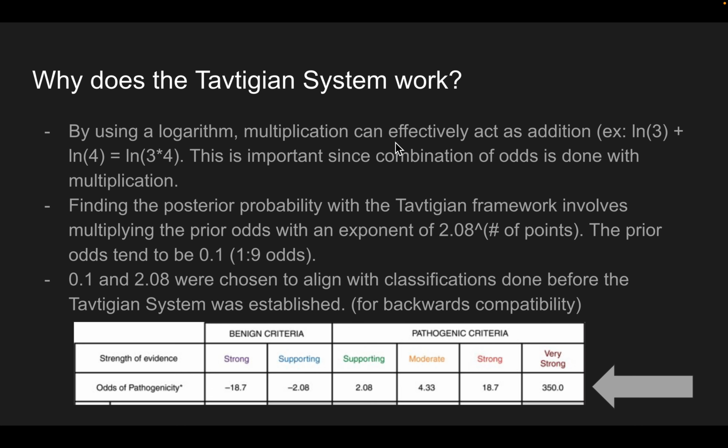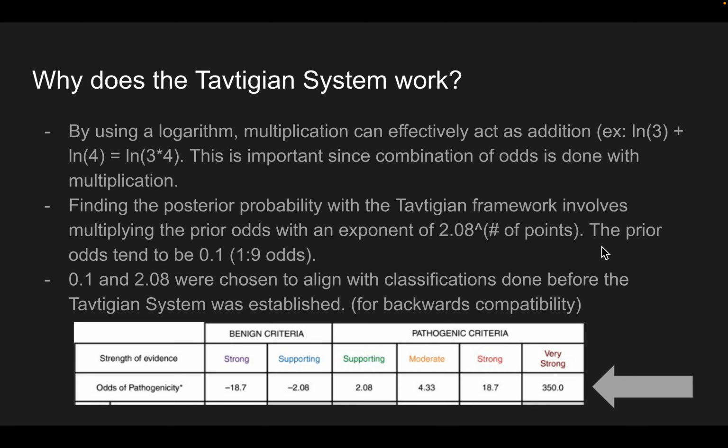So, natural log of 3 plus natural log of 4 equals natural log of 3 times 4. This is important since combining odds is done with multiplication. So finding the posterior probability involves multiplying the prior odds, as you saw in the equation, which is 0.1, with an exponent of 2.08 to raise the number of points.